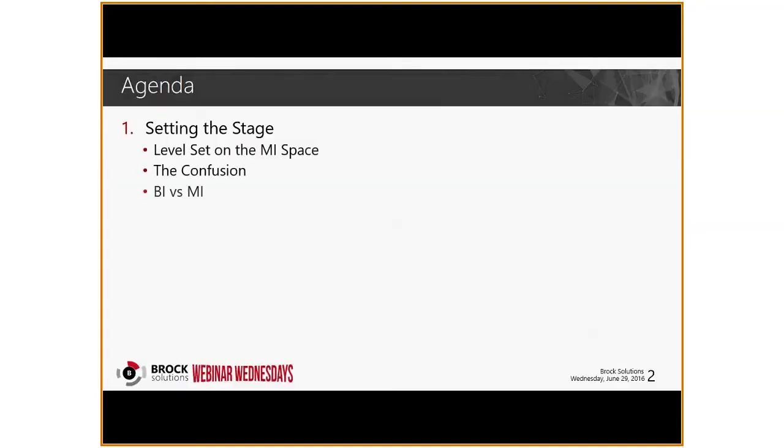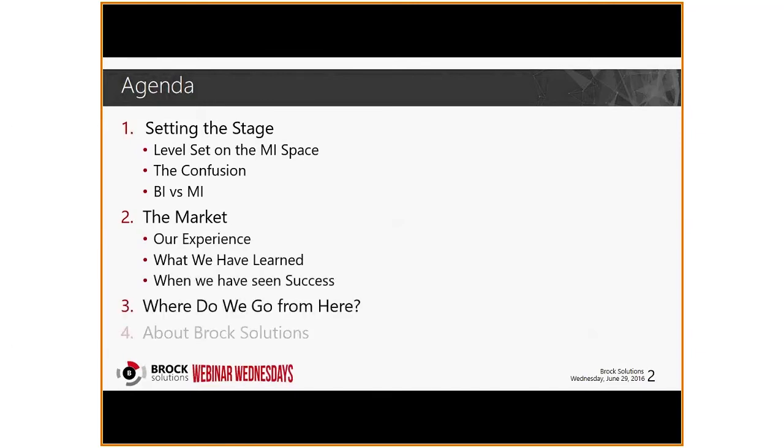So I've structured our time for the next 20 or so minutes into the following, and I want to try and kind of level set the MI space. I want to point out why this space is so confusing, explain the differences between BI and MI, and I'll share with you what we've learned and some of our observations that we've seen with successful implementations. And ultimately, where do we go from here? What we typically recommend when someone is trying to get started with MI.